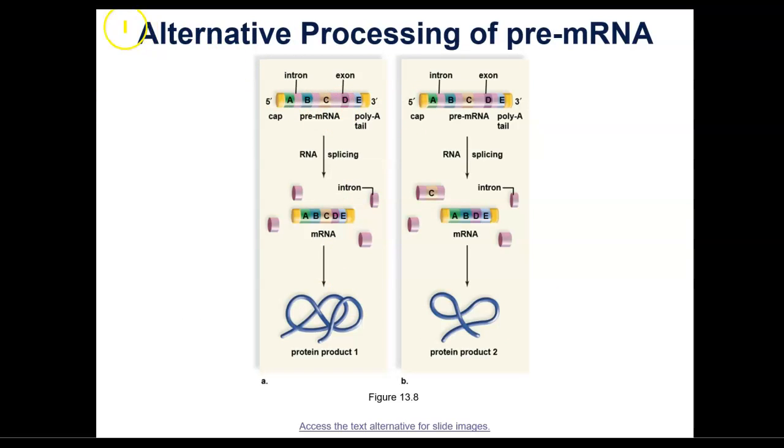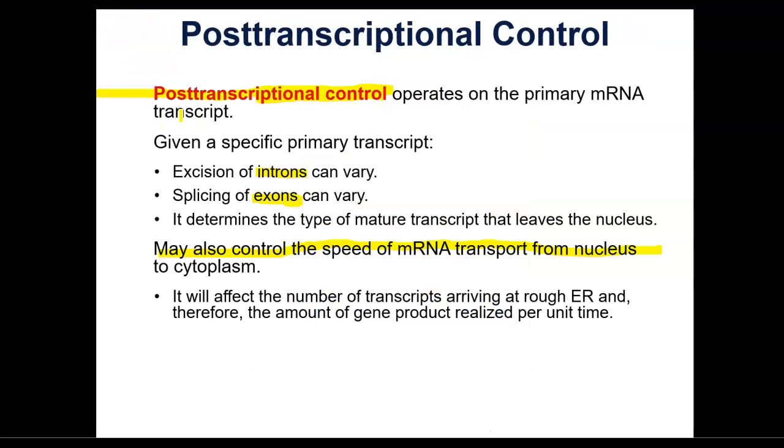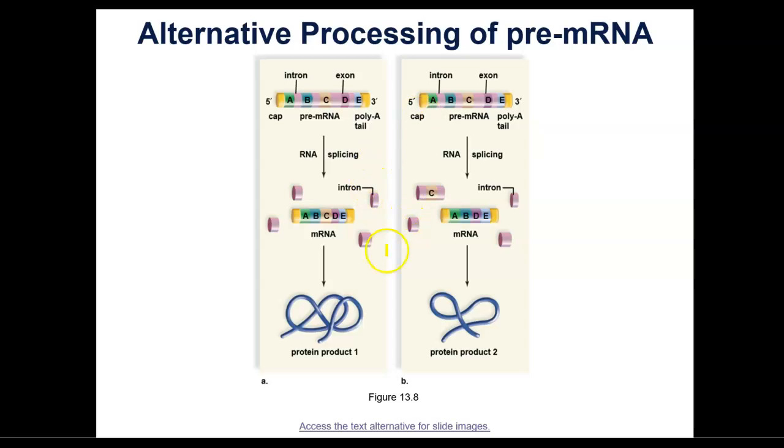And this is showing you an example of alternative processing of the pre-messenger RNA. Back here it was called the primary messenger RNA transcript, same thing as pre. So in one example, as the introns are cut out, you get the exons A, B, C, D, and E as a part of the final messenger RNA transcript, and that creates a certain protein product 1. But if alternative splicing happens and you only get A, B, D, and E, that's going to be a different messenger RNA transcript, and it's going to produce a slightly different protein product. So again, this is post-transcriptional control when you get alternative processing of the pre-messenger RNA.